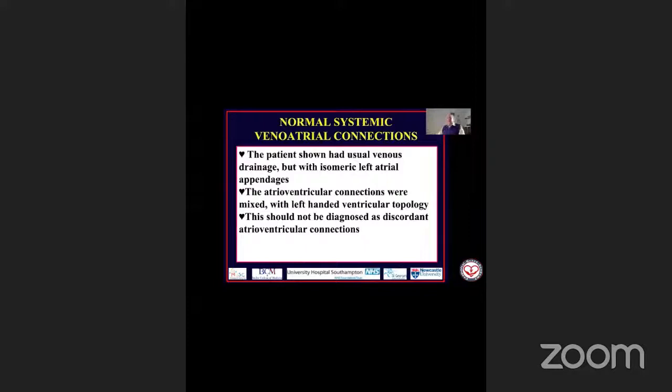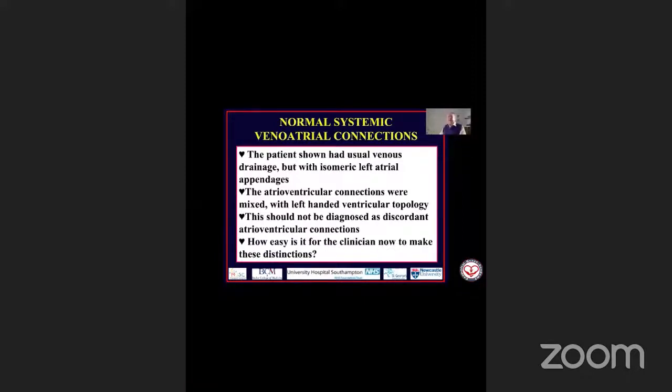You all know that the situation in which you most frequently find left-handed ventricular topology is congenitally corrected transposition or discordant atrioventricular connections. That particular heart, however, did not come from a patient who had congenitally corrected transposition, but rather a patient having left isomerism, mixed atrioventricular connections, and left-handed ventricular topology.